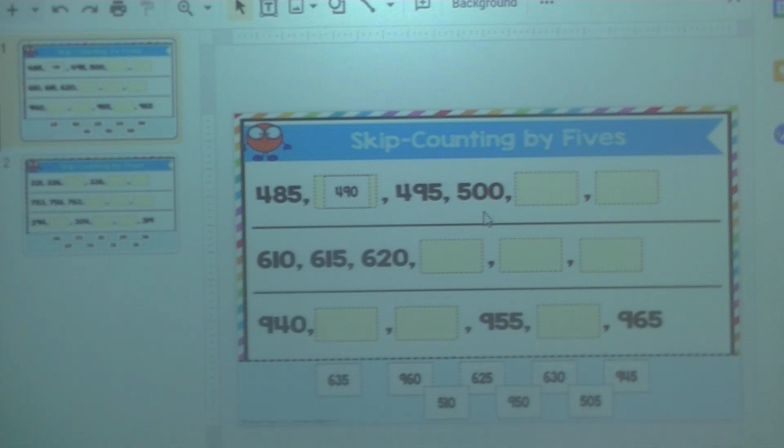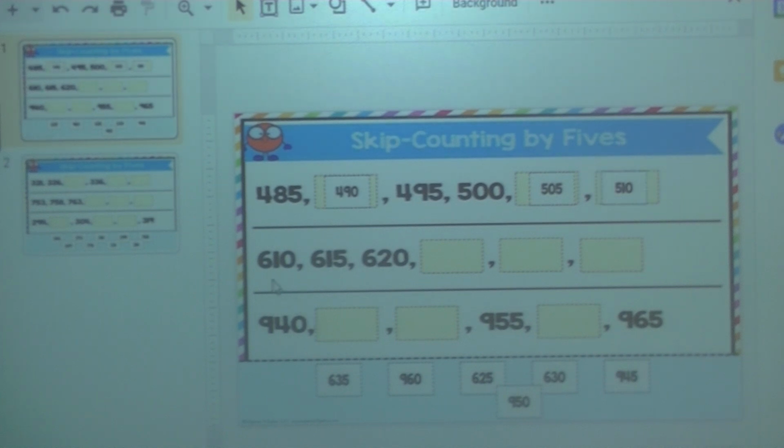We're at a 0. What's the first 5? 5. So 505. 485, 490, 495, 500, 505. What would come next? 510. So it'd just be like counting 5, 10, and next would be what? 515. That's right.